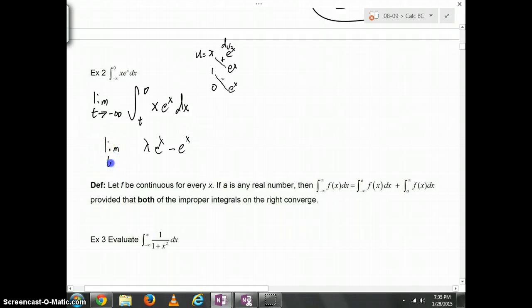And now at this point, we're just going to have to evaluate the limit once we use the fundamental theorem, of course. We're going to be plugging in 0 and then subtracting t. So I'm going to keep my limit out in front. And as I plug in a 0, I hope it's clear that we'd get 0 times e to the 0 is 0. But e to the 0 power is a 1. Then I'll say minus, and we'll have t, e to the t, minus e to the t.